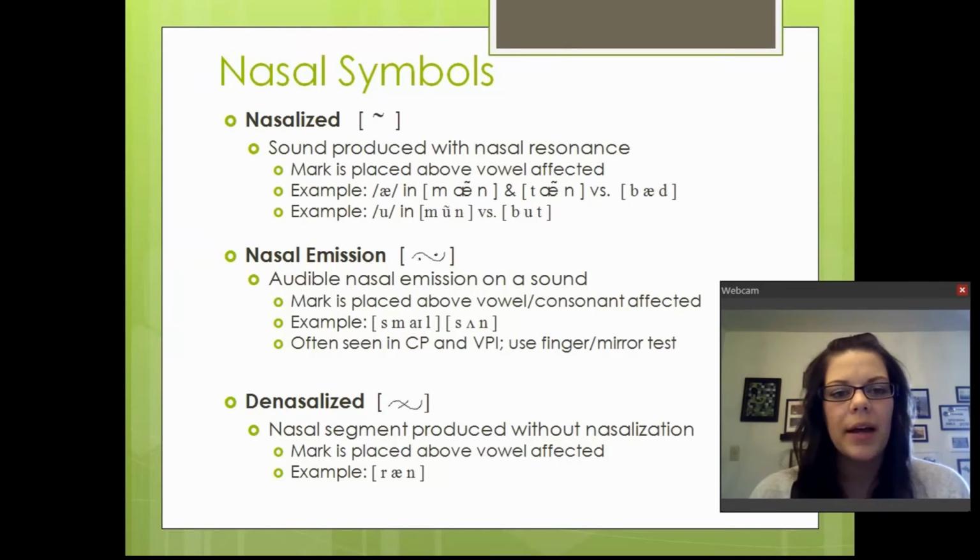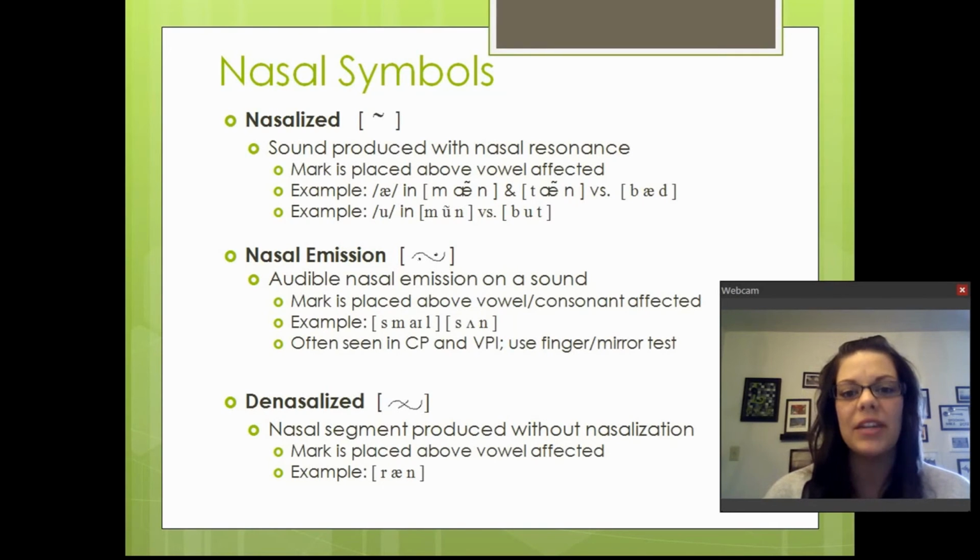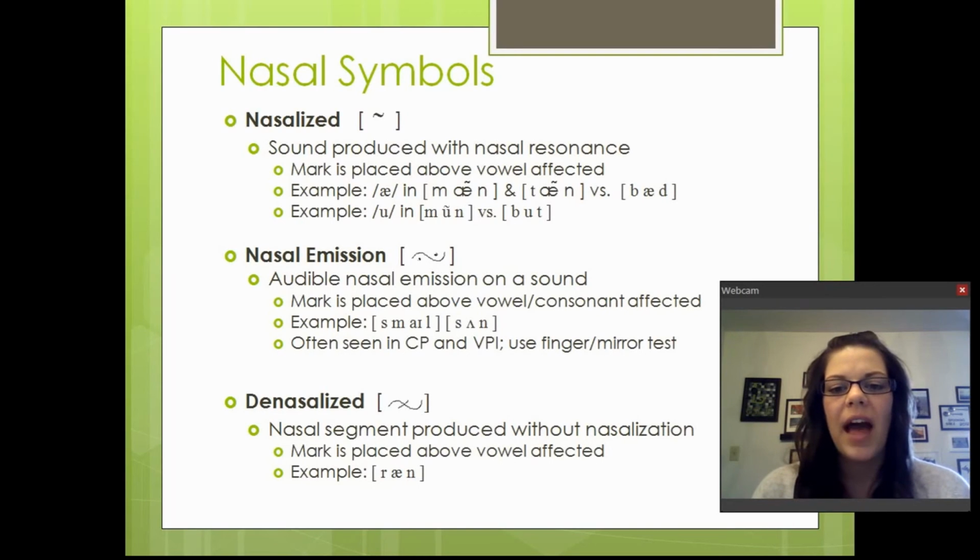So for nasal emission, it's an audible nasal emission on a sound. This is going to be marked, placed above the vowel or consonant that's affected. So if I'm using a nasal emission, it sounds kind of like a puff of air. So it might be small, sun. So you kind of hear a puff of air out of the nose.